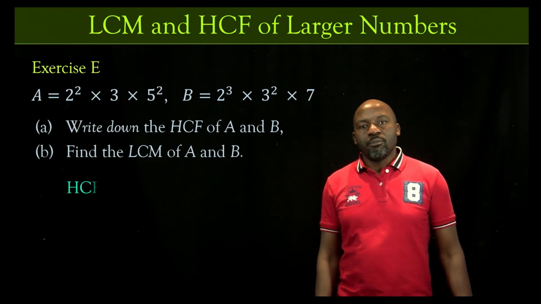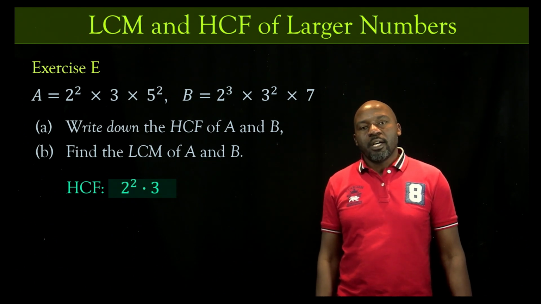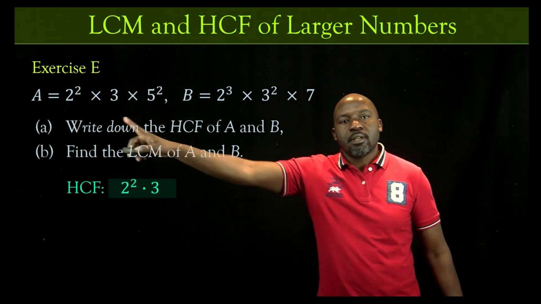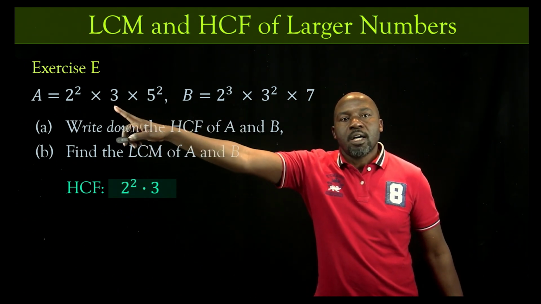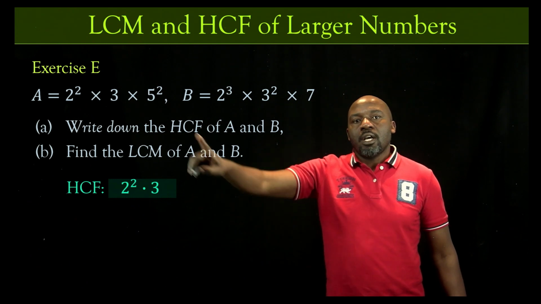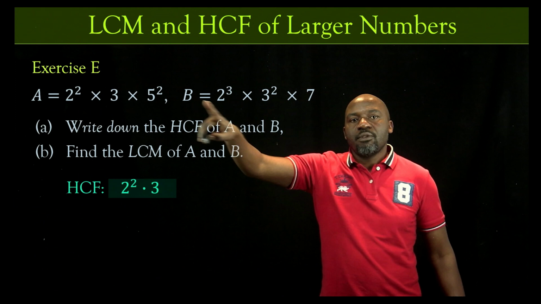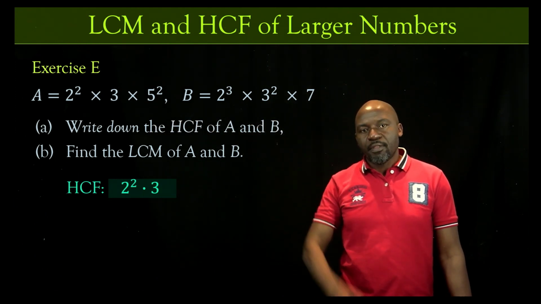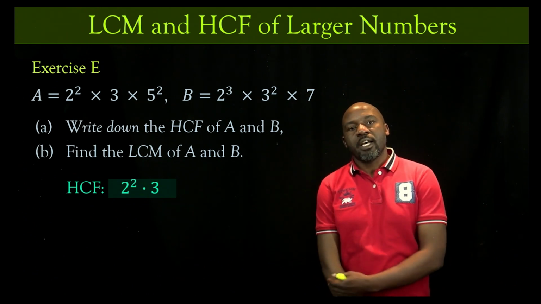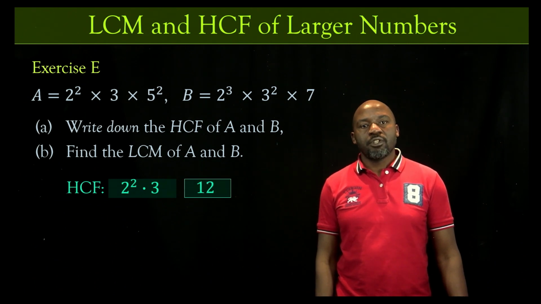Assuming you've done that, you should be able to see that the HCF is 2 squared times 3. Of course, those must be the lowest powers. 2 power 2 is lower than 2 power 3. 3 power 1 is lower than 3 power 2. 7 power 0 and 7 power 1. 5 power 2 and 5 power 0. So we are going for the lowest values, and therefore we will keep 2 squared and 3 like that. And so our HCF is 12.